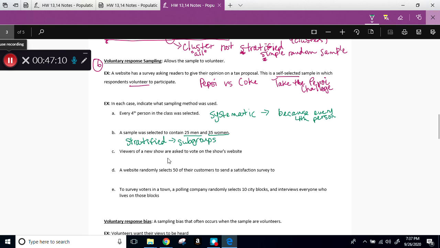Viewers of a new show are asked to vote on the show's website. That has got to be voluntary. The only people that are going to be doing it are the ones that volunteer to do that. So maybe when America's Got Talent was new and they were asked to vote on it, that is all voluntary. They're not going to make you do it. That's voluntary.